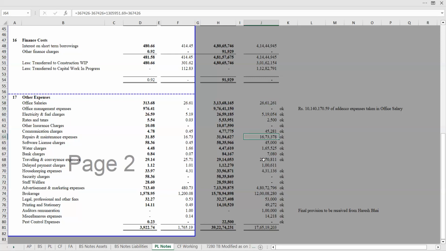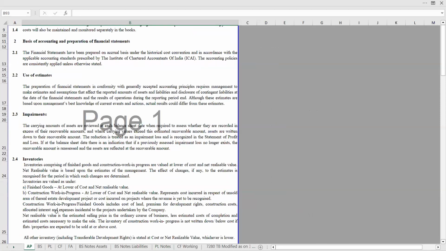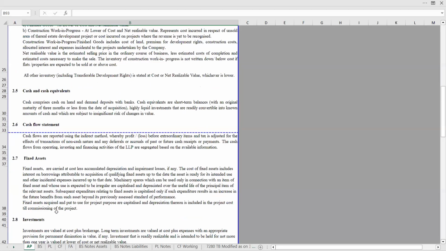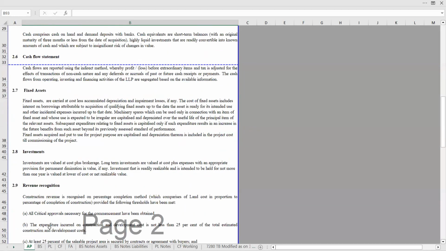If you are punching the numbers, then you have to be very careful whether your TB is correct or not. And you see the accounting principles note is given here. Though this is an LLP, it has been given. It has to be given that way.